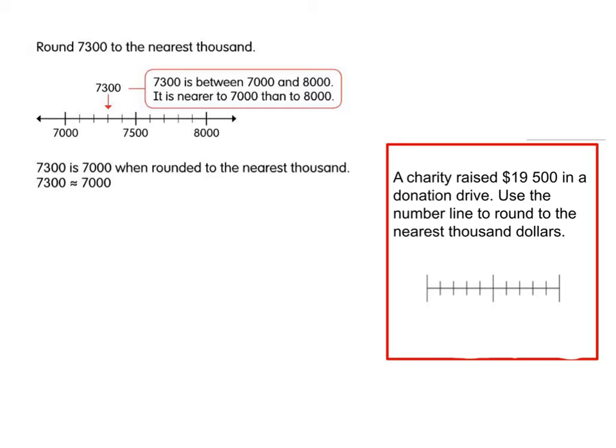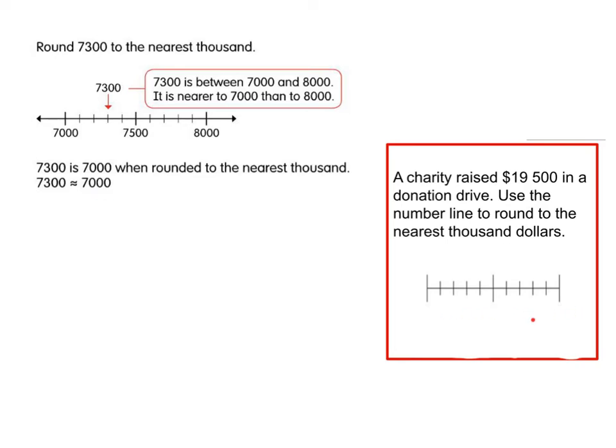Okay, so the same principles apply as we round to thousands or 10,000s. So here we have an example of rounding to the nearest 1,000. We had the number 7,300. We're trying to round it to the nearest 1,000. So the multiple of 1,000 that comes before is 7,000, and the multiple of 1,000 that comes after is 8,000. This is our middle, 7,500. This number comes before that, so we can round it to 7,000.